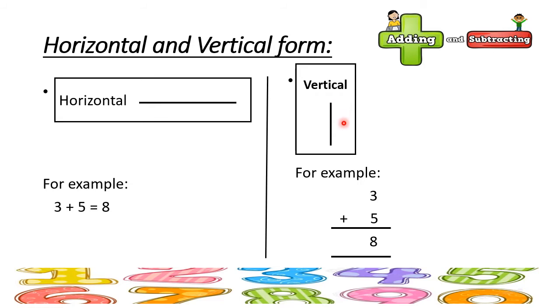Similarly, this is a vertical line. If the question is written in this form, for example 3 plus 5 is equal to 8, this is the same example in vertical form. The answer is 8 in both examples. In your exams or tests, the question may be given to you in horizontal form or in vertical form. Now let's see some examples of addition and subtraction in both forms.